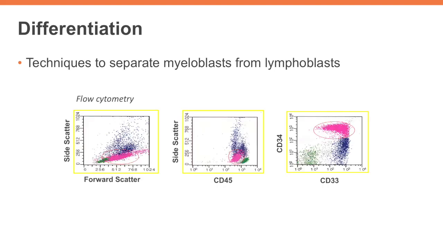We can also use flow cytometry to separate out myeloblasts from lymphoblasts. Flow cytometry looks at fresh cells labeled with different antibodies and looks at their light scatter, and that will give us information about cell size, internal complexity, and the state of differentiation of the cell, whether it's immature or mature, and whether it has myeloid markers or lymphoid markers. And that allows us to separate acute myeloid leukemia from acute lymphoblastic leukemia.